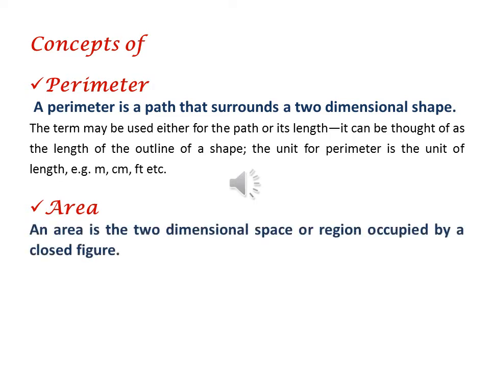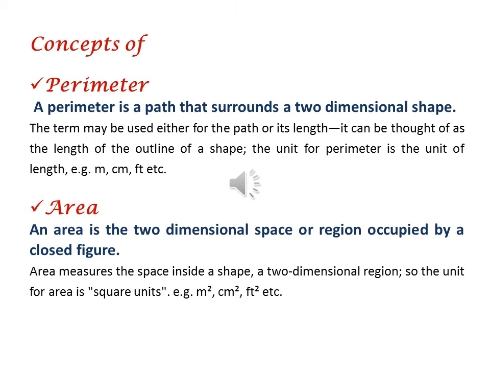And an area is a two-dimensional space or region occupied by a closed figure. It's a measure of the space inside a two-dimensional shape. So its unit will be something like meter square, centimeter square, square feet, etc.